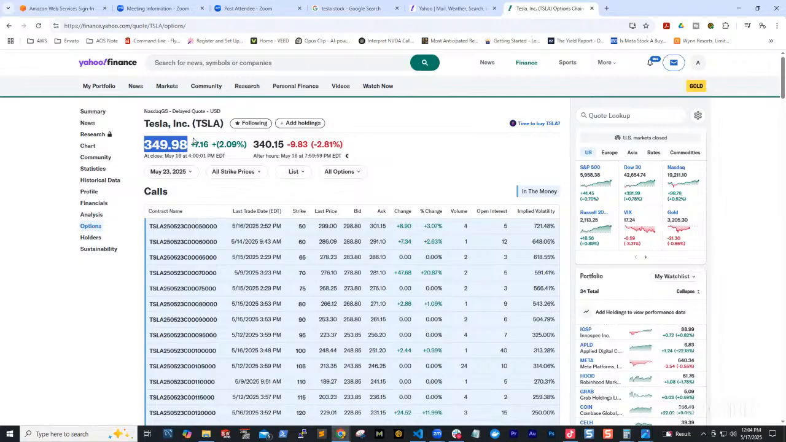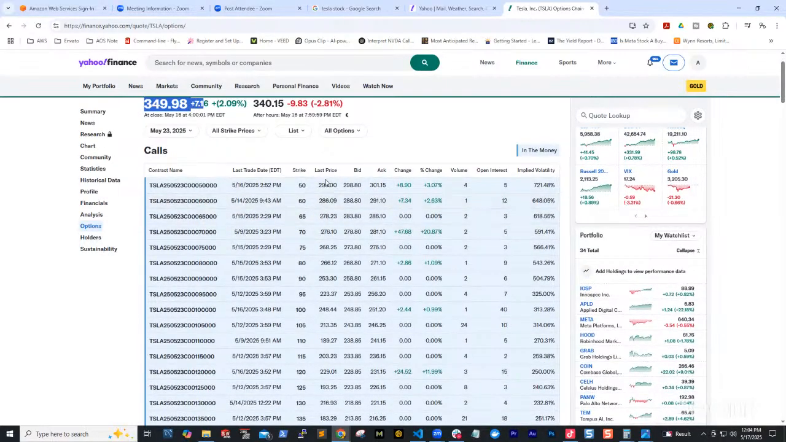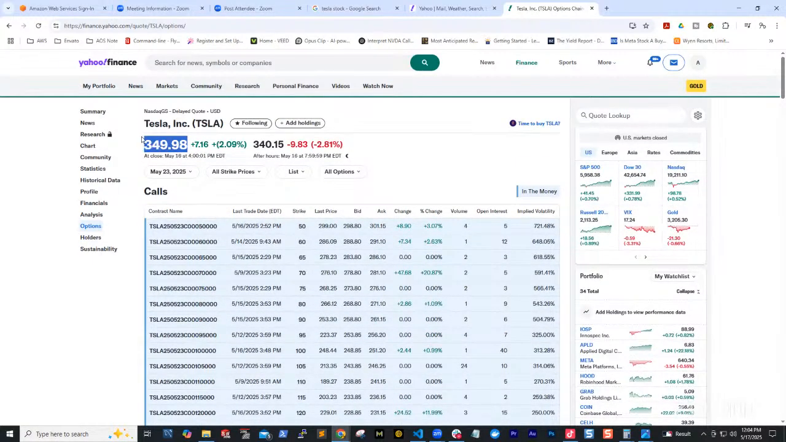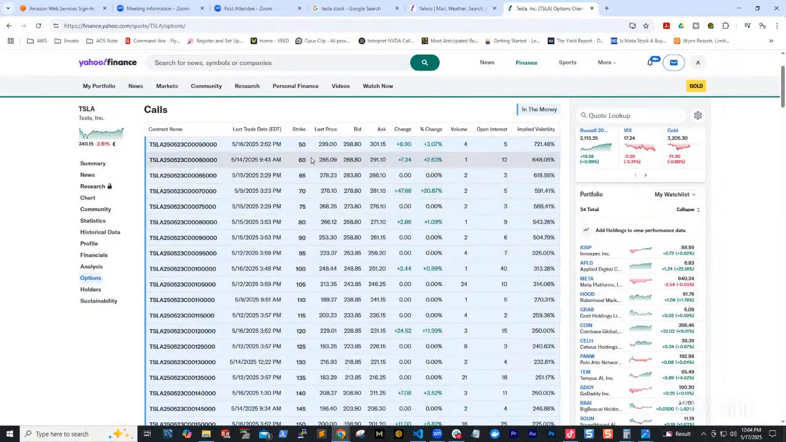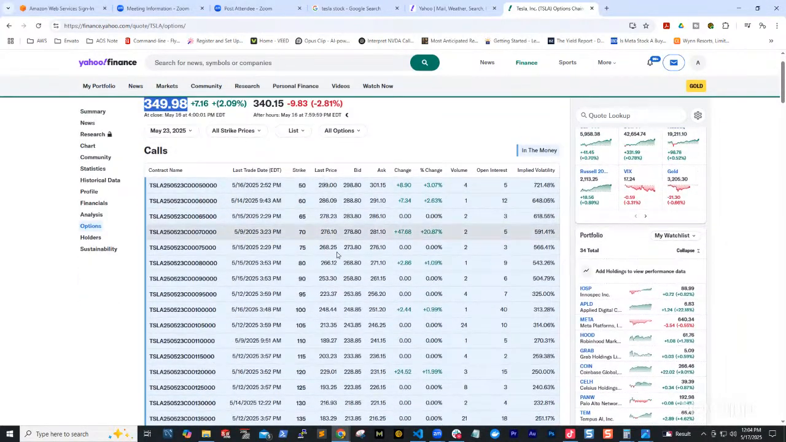So this is how you should look at it. As the price of this stock keeps going up, all of this will keep going up. And if the price of this goes down, all of this will keep going down. You understand? I mean the contract price, right? So as the stock price is going up, this will keep going up.